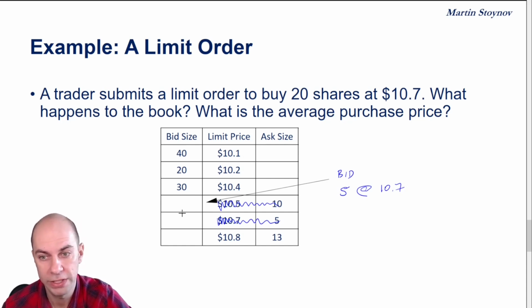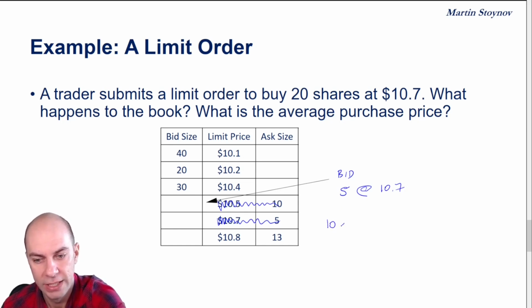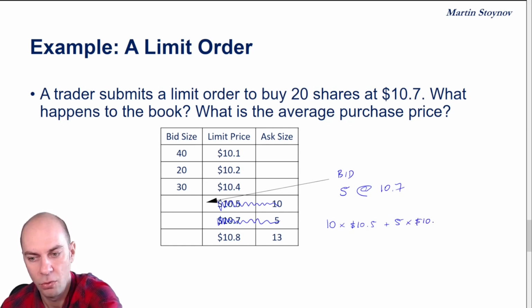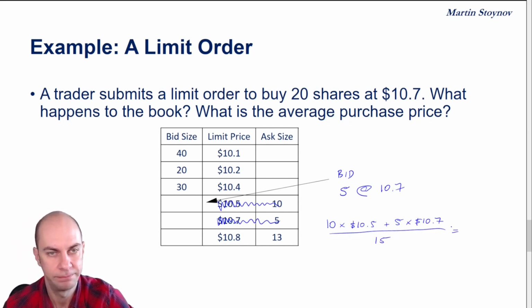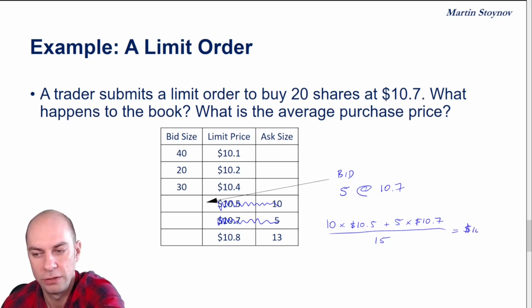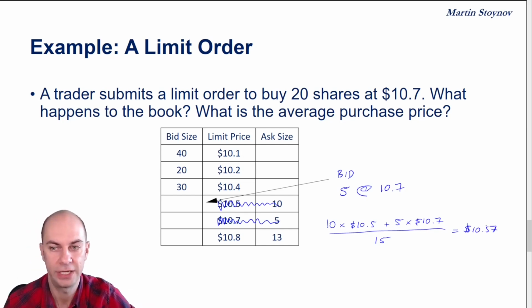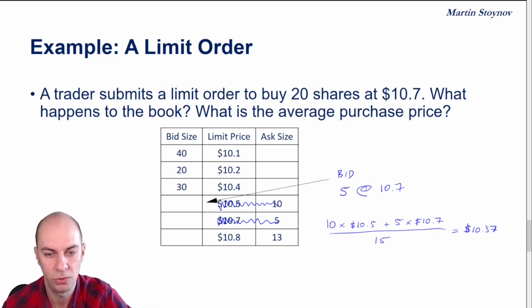The second question is, what is the average purchase price? So let's have a look. So he bought 10 shares at 10.5, and then he bought 5 shares at 10.7 for a total of 15 shares. And the answer here is $10.57. And as you can see here, that is actually less than 10.7 because he was able to snap up some good deals under 10.7. But unfortunately, he wasn't able to execute his entire trade.